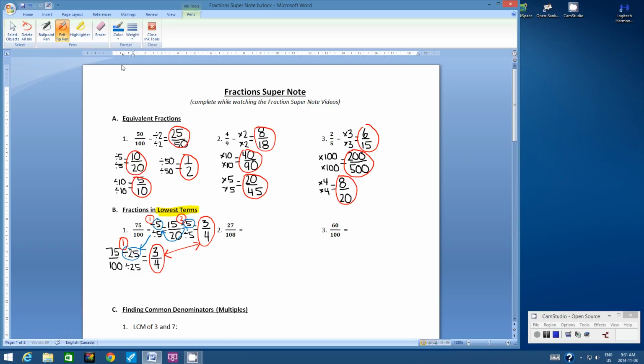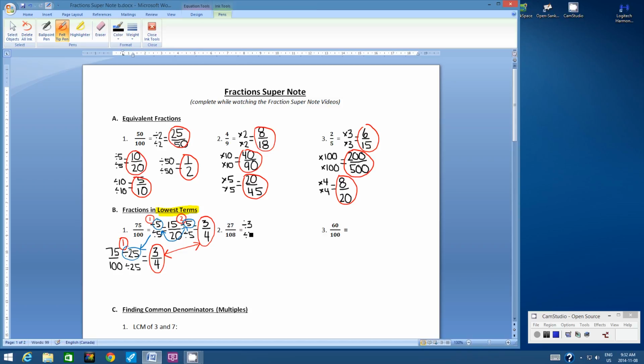Okay, let's go on to example 2. 27 over 108. So we can't use the divisibility rules of 2 because the numerator is not an even number. We can't use the 5 divisibility rule. We can't use the 10 divisibility rule. But how about 3? Now again, here's where having a calculator is really helpful because you can just quickly check. I know that 27 is divisible by 3, and I've got my calculator here. So how about 108 divided by 3? And yes, it does come out to be a whole number. So 3 is definitely going to be a factor.